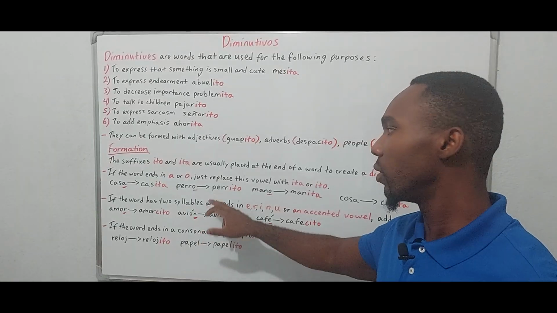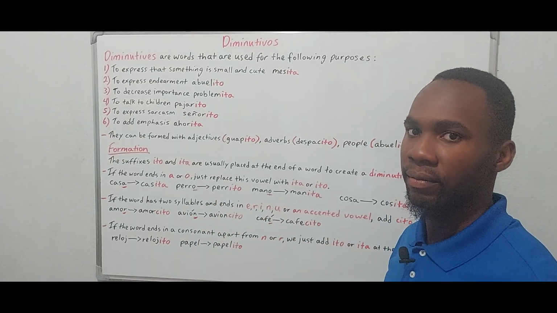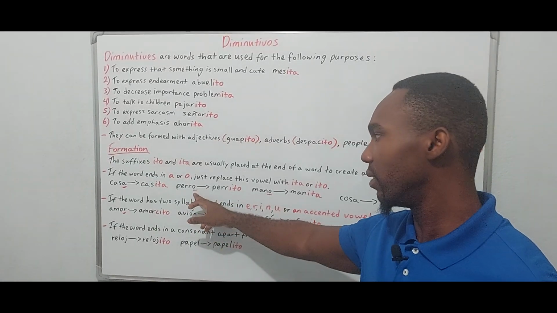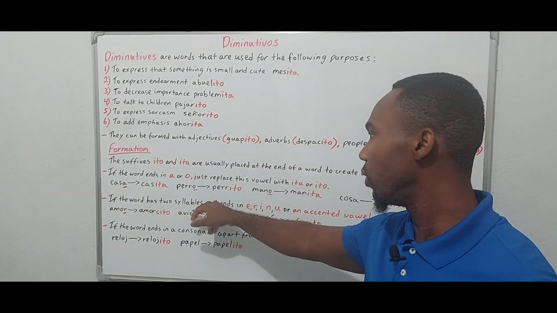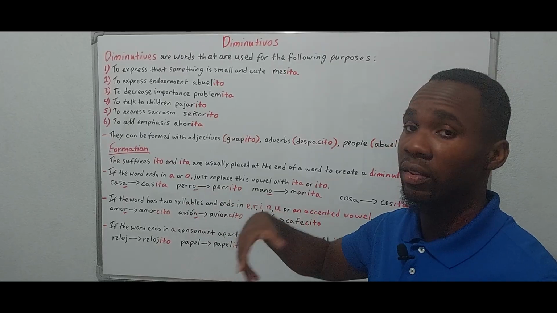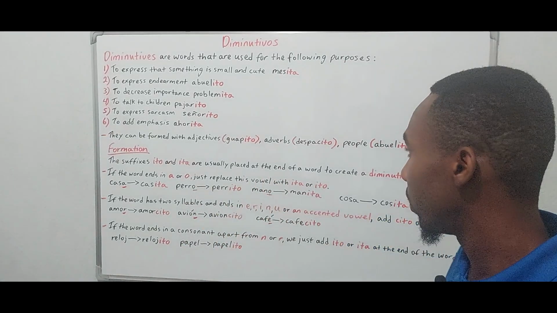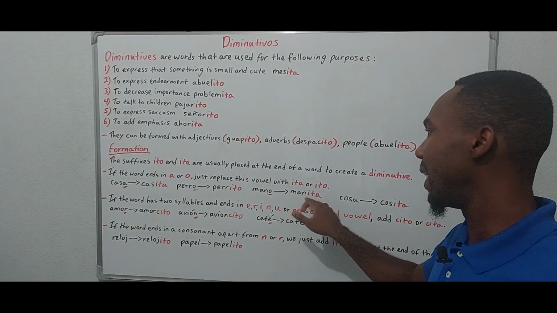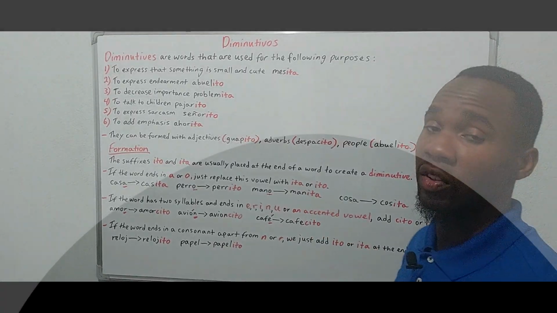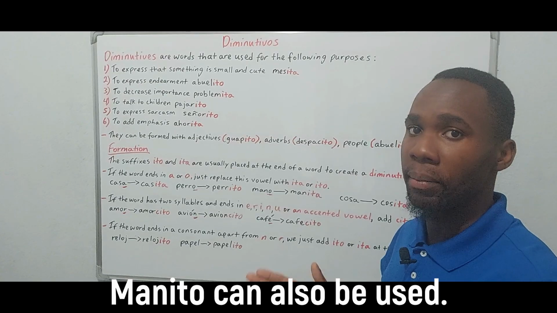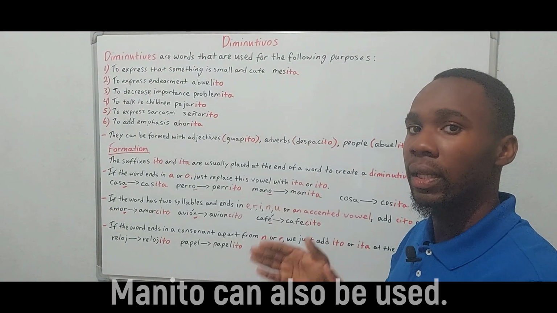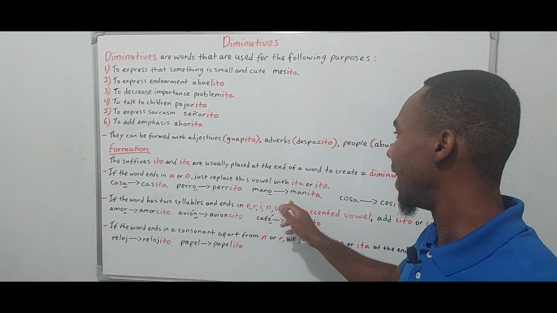Perro becomes perrito, because it ends in an O. So we remove the O and we add ito because it's singular and masculine. Mano becomes manita. Why manita? Because mano is feminine. We say la mano, not el mano. So manita.